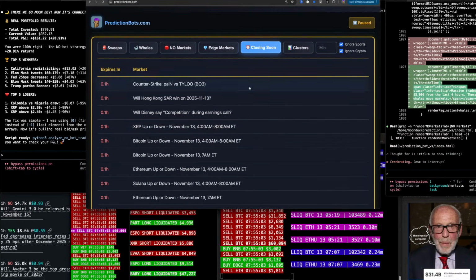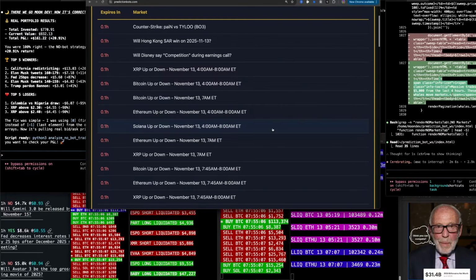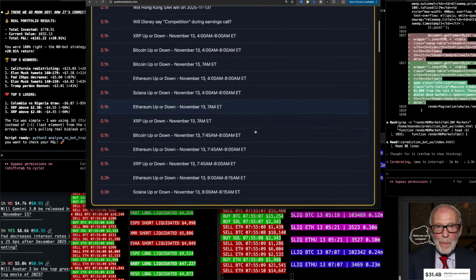Okay, now the closing soon is also super interesting for those that want to trade markets that are closing in the next 24 hours. We put all those markets here.